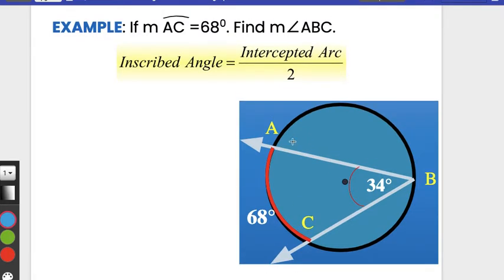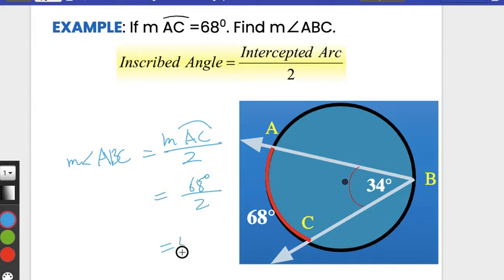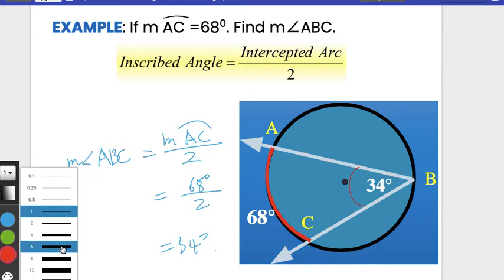Let's check this relation. If I know this arc measurement is 68 degrees, then we need to find angle ABC. As we mentioned, the inscribed angle is always half of the intercepted arc. So all we need to do, not forgetting to put M in front of this, meaning it's measurement, is take half of the piece of arc. Then, of course, it's going to be 34 degrees. One thing I want to remind you again, let me use a different color so it's easy for you to see.